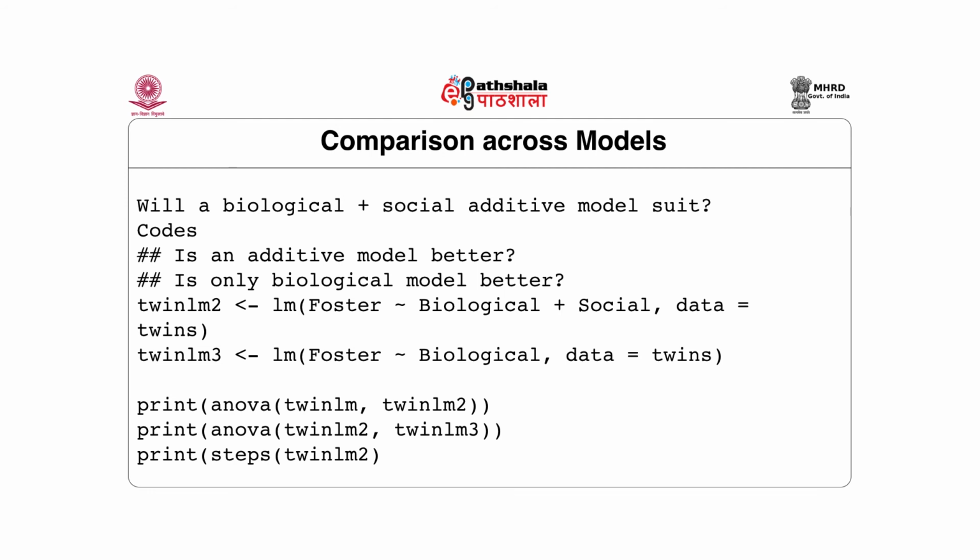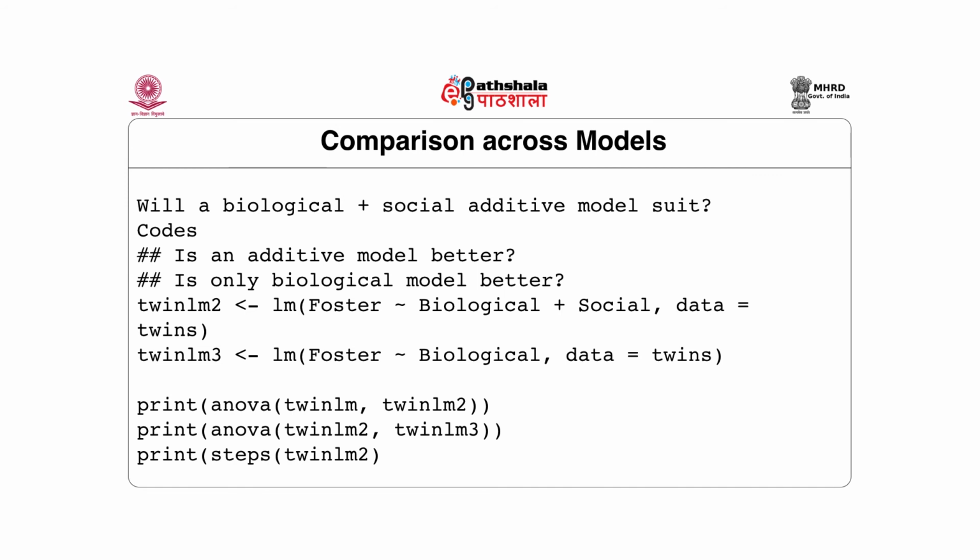So then, if we put them together, this is the code that we do, right? We took the twin LM2 with biological plus social, which is an additive model. And the third model is where we only put the biological. Is the biological model alone better? Is the biological plus social model better? Okay. Is the additive model better than the biological model alone?